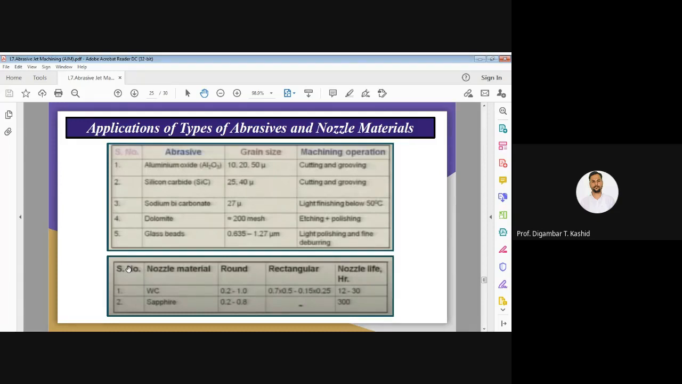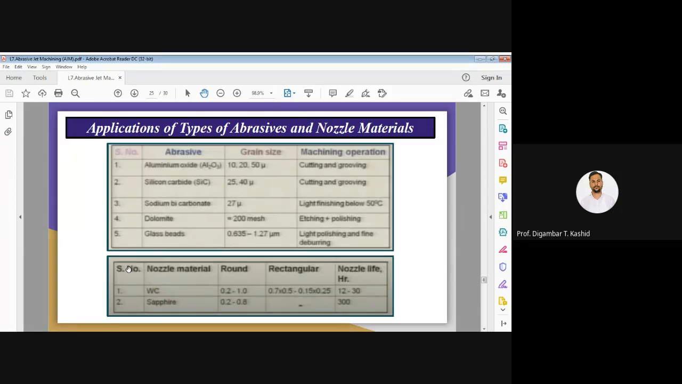You can see here I have mentioned the applications of various types of abrasives and nozzle materials. Here I have shown two tables. In the first table you will get the types of abrasive. First I have written aluminum oxide, Al2O3, which is used normally. The grain size normally used is 20 micron, and that size of aluminum oxide is good for cutting and cleaning purposes, the machining operation.